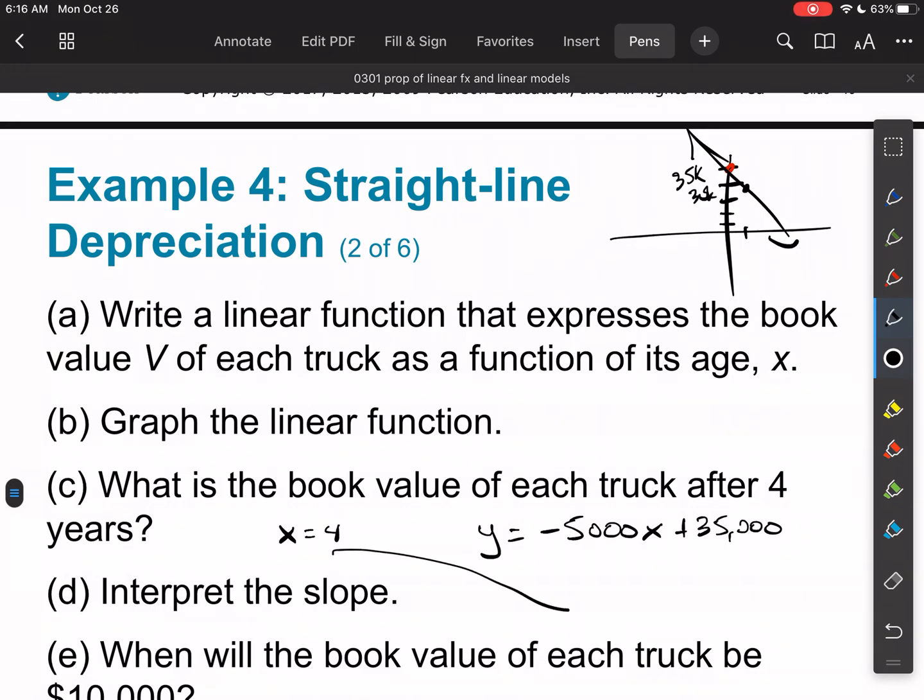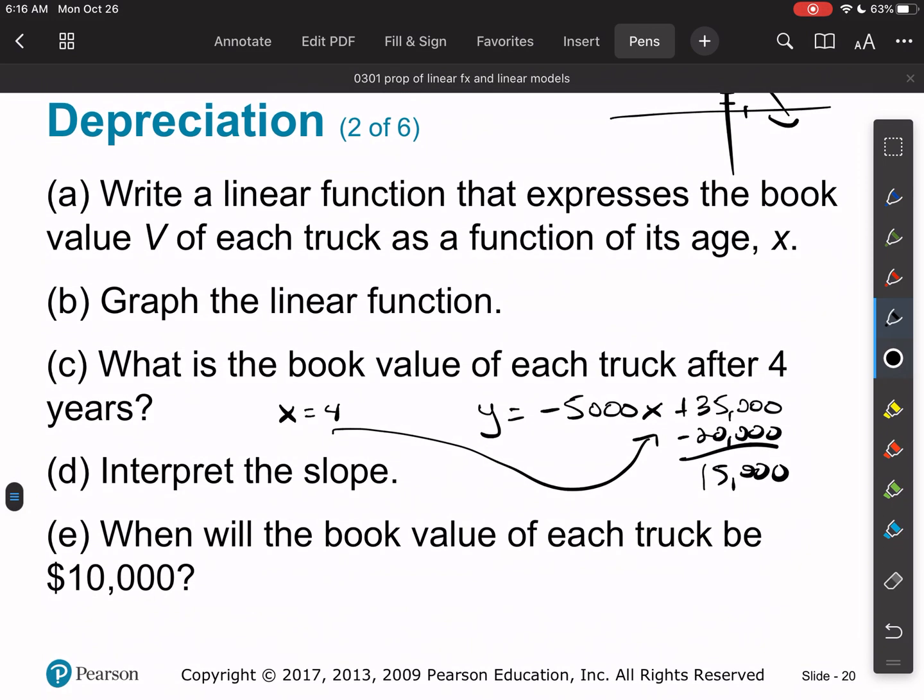So if you plug a 4 into this, notice what happens. 4 times negative 5,000 is negative 20,000. So if we subtract 20,000 from this, we have a truck value of 15,000. So after 4 years, it's worth 15,000 on the books. The slope is just how much it is going down in value per year. That's what the slope means, and that's what interpreting the slope means.